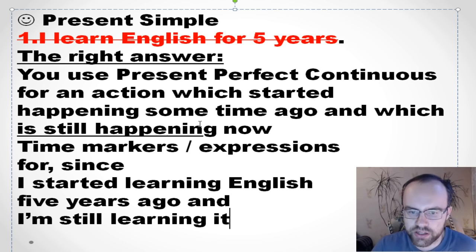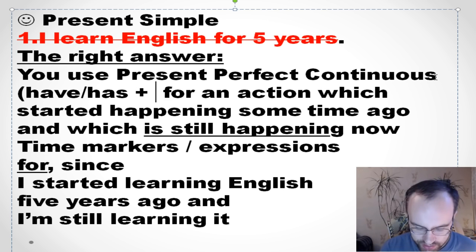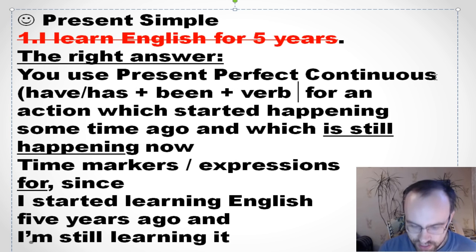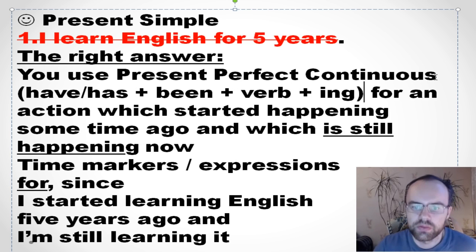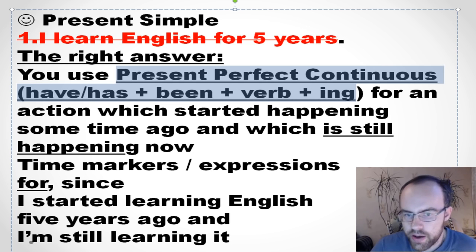So you see, my friend, okay, yeah, that's true. And we have for. So for tells us about it, and you need to use present perfect continuous. What is present perfect continuous? It's have or has plus been plus verb plus ing. Have or has been plus verb plus ing. So I, we, you, they have, he, she, it has.